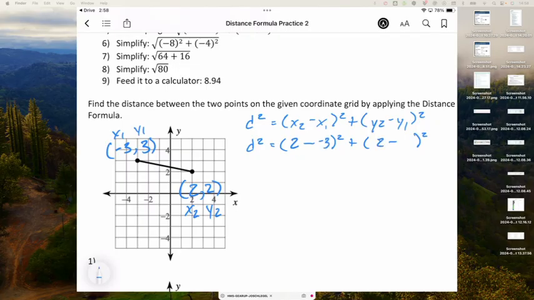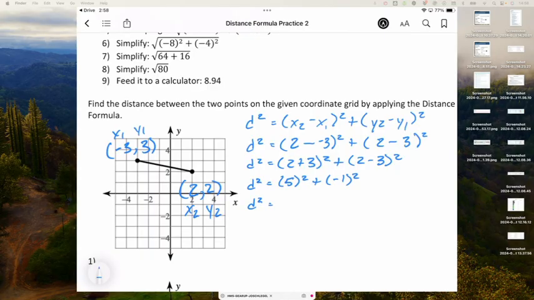y2 is 2, y1 is 3. Need to fix those signs. Going to be 2 plus 3. That's going to stay 2 minus 3. So we're going to get 2 plus 3 is 5. 2 minus 3 is negative 1.